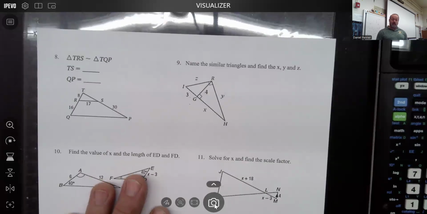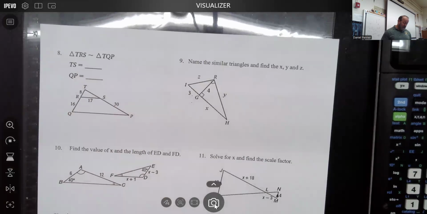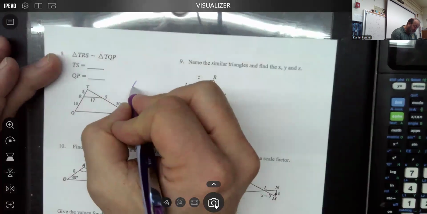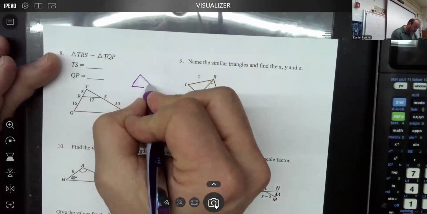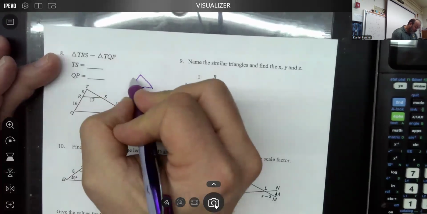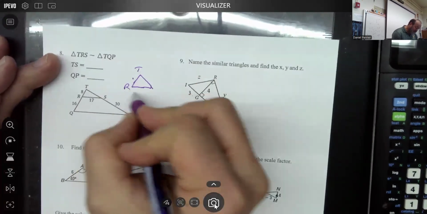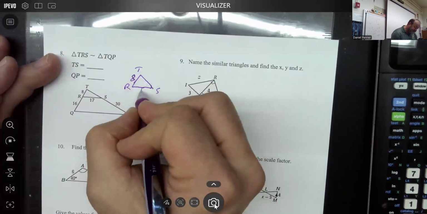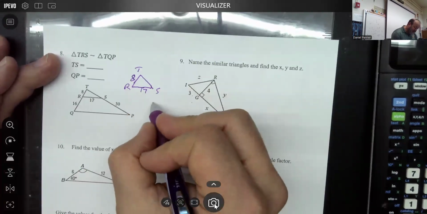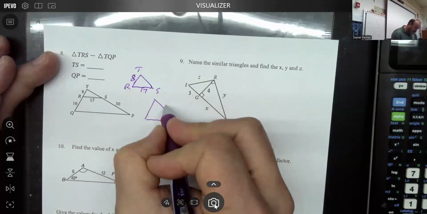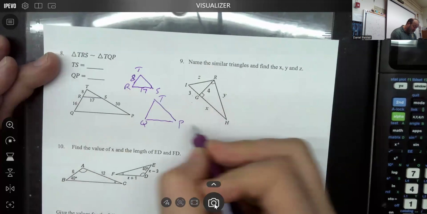So right off the bat in this question, you'll notice the statement actually tells me about the similarity values between these two things, that TRS is in fact similar to TQP. One of the things that I have mentioned to you guys in the past is that sometimes it's a really nice idea when you have overlapping triangles to separate those triangles. So this is TRS that they mentioned, where this is an 8 and this is a 17. And then I have this other one over here, which was T, Q, and P. And I know that this is 24.